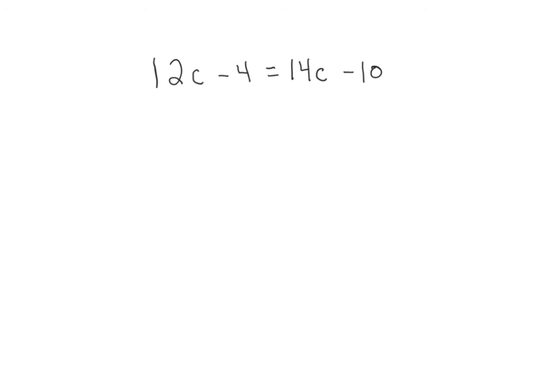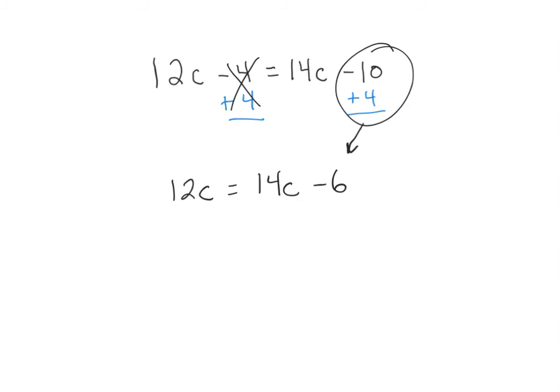Okay, so let's do one more. The first thing I like to do is look on the left side of the equal sign and see, are there any like terms I can combine? In this case, there are not. On the right side, I look and see, are there any like terms I can combine? Again, there are not. So I'm going to move this negative 4 to the right by doing the opposite. It's subtracting, so I'm going to do the opposite of subtracting. I'm going to add 4 to both sides. And so I have 12c equals 14c minus 6. These canceled, and negative 10 plus 4 is negative 6.